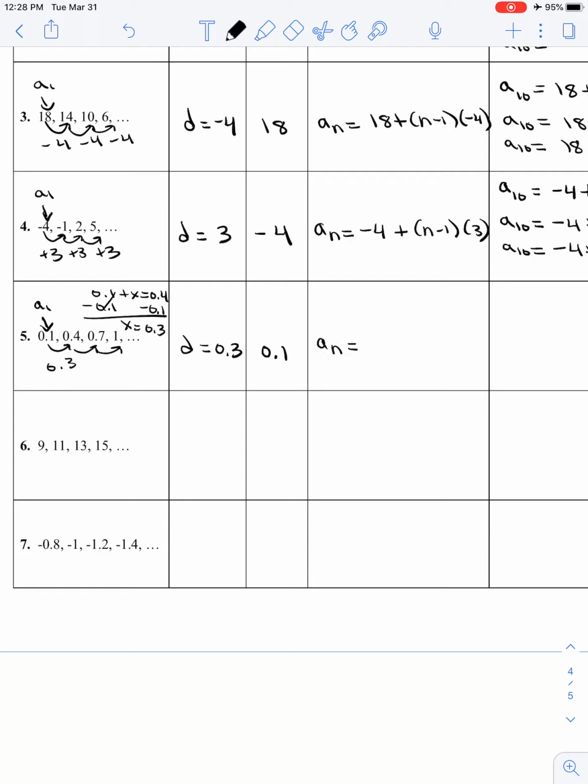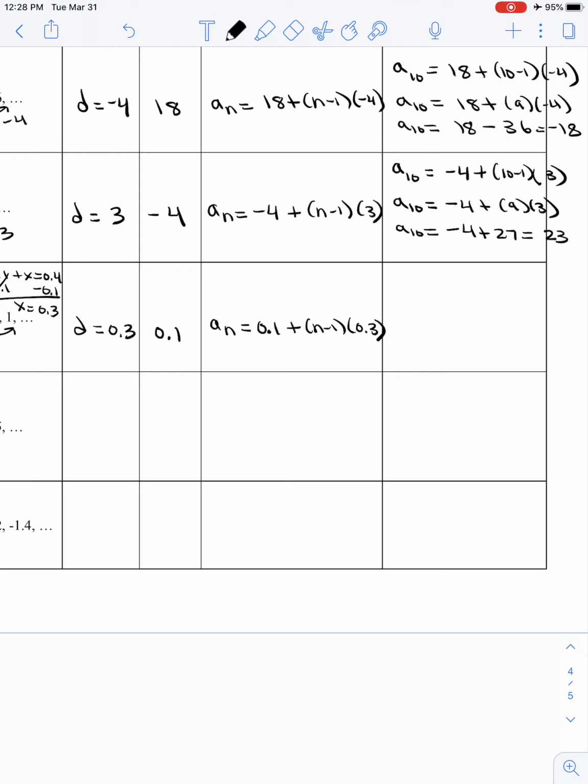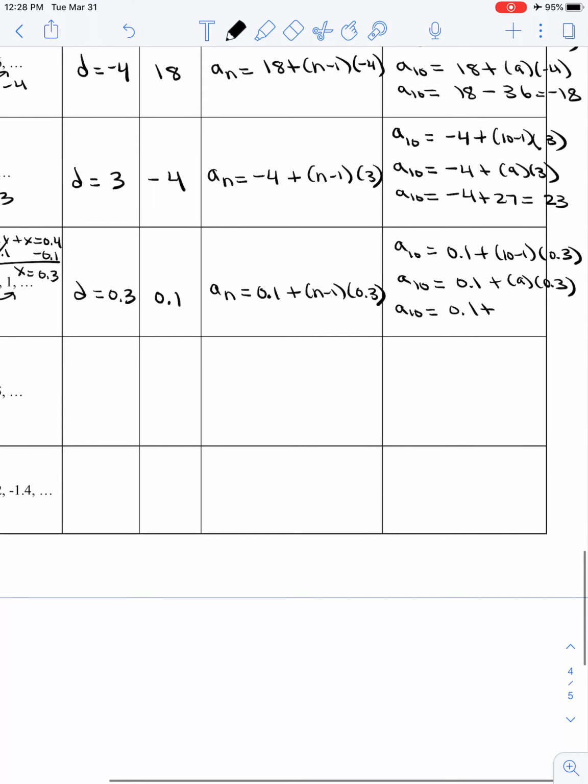So to write my equation, I have a sub n equals my first term plus n minus 1 times my common difference. Okay, now I want to find the value of my 10th term. So 0.1 plus 10 minus 1 times 0.3. So 0.1 plus 9 times 0.3. So I could type it into my calculator if I wanted. 0.1 plus 9 times 0.3 is 2.7. So my 10th term is 2.8.